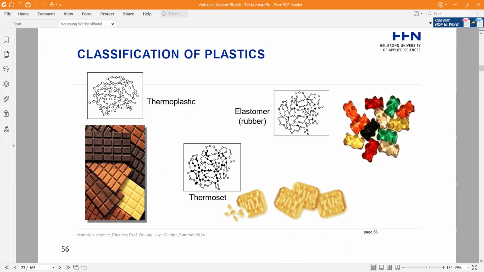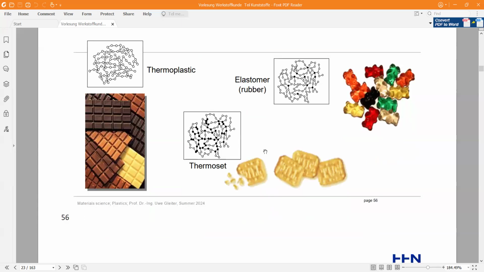Discussing the groups of polymers, we can divide them by behavior into three main groups. Thermoplastics, the polymers behave like chocolate at different temperatures. The thermosets behave like crackers, and elastomers or rubber have a similar behavior when temperature changes, like gummy bears.